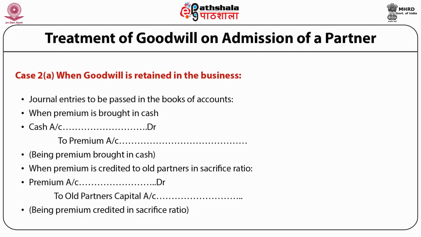The journal entries to be passed in the books of accounts. When premium is brought in cash, cash account is debited to premium account. When premium is credited to old partners in sacrifice ratio, premium account is debited to old partners' capital accounts in sacrificing ratio.